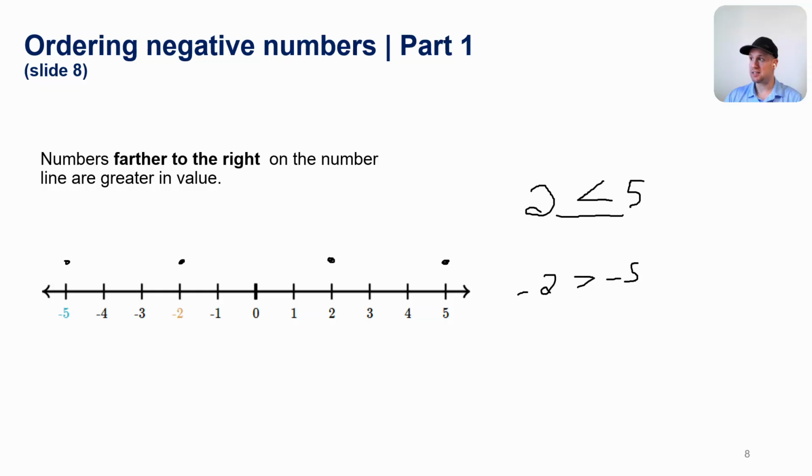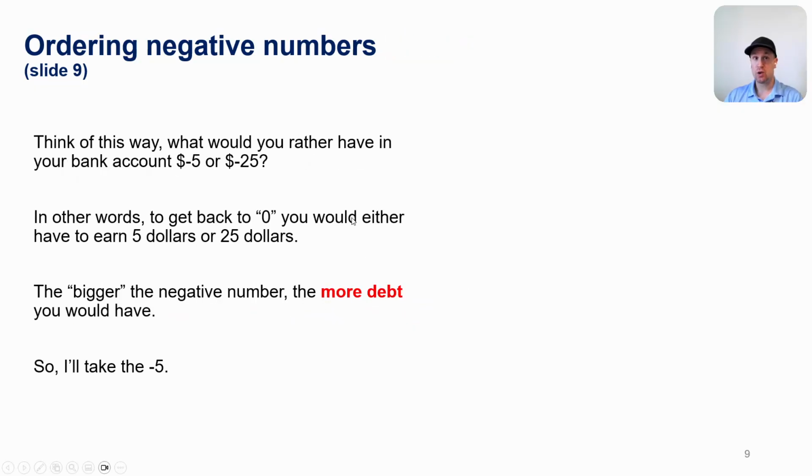Now, a good way to think about this is in terms of money. So if I'm thinking about it in terms of money, think of it this way. What would you rather have in your bank account? Would you rather have -$5 or -$25? In other words, which is bigger in value? Well, if you think about it, to get back to 0, meaning you got back to where you're neither positive or negative, you would either have to earn $5, that's the negative 5, or $25. In other words, the bigger the negative number, the more debt you would actually have. So in this case, I would take the negative 5. So negative 5 is greater than negative 25.